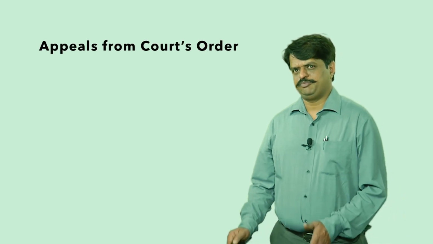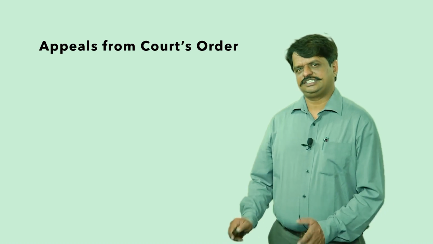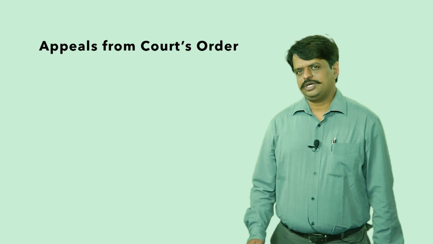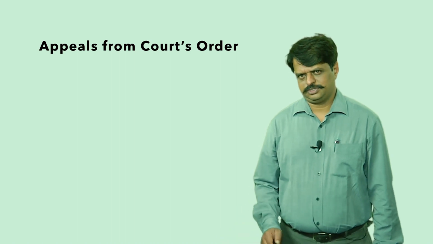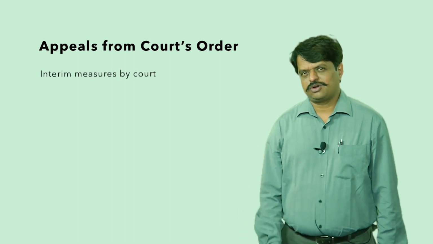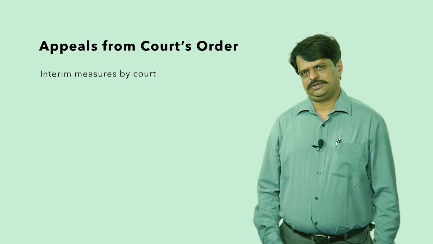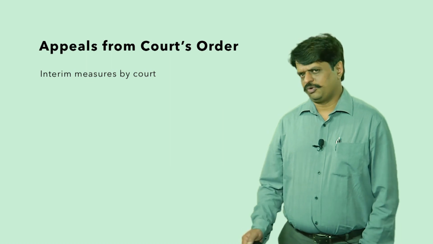Then there is a last resort. After arbitration, you go for setting aside. After setting aside, you go for appeal. Now, this is the last stage in the arbitration process. When you go to appeal, you can go in appeal on 4 grounds. Number 1, interim measures ordered by the court. You can go against it, you can go for refusing it, you can go to court in appeal.